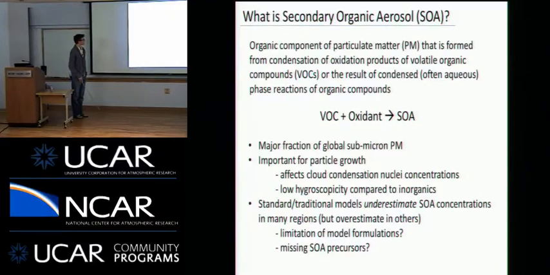And one of the reasons that we're particularly interested in SOA today and focused on understanding it further is that the existing models that we have tend to underestimate the concentrations of SOA in many regions, but do overestimate it in others, such as the very far upper remote troposphere. And so some questions that I have: is this a limitation of model formulations?